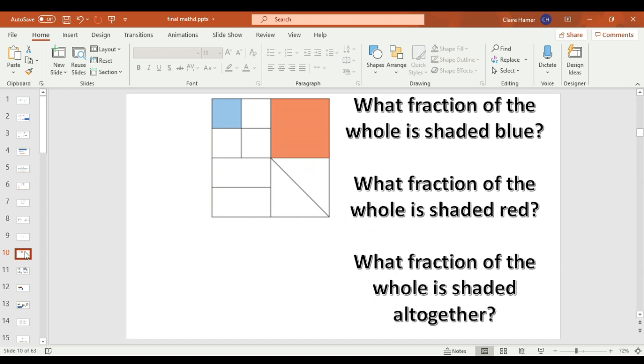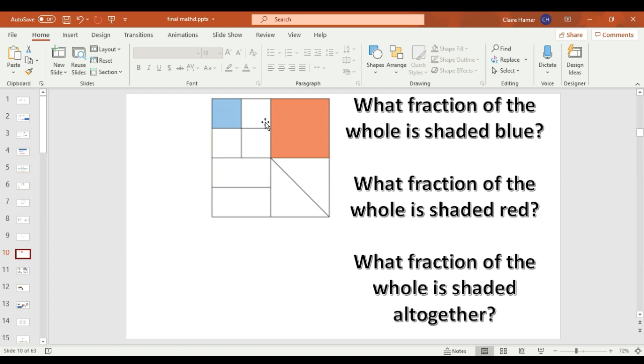Right, so look at this picture now. This is a common question that we see a lot in tests. What fraction of the whole is shaded blue? Okay. What fraction of the whole is shaded red? And the final question is, what fraction of the whole is shaded all together? So you'll need to add the red and the blue part together.